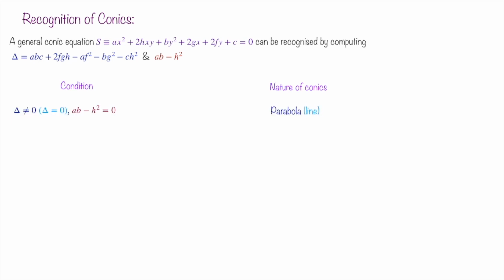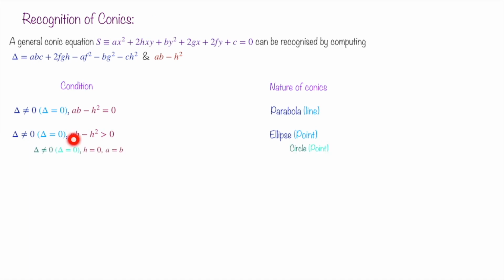When delta is non-zero and ab minus h square equal to 0, you get a parabola. But when delta equal to 0 and ab minus h square equal to 0, you get a degenerate case of parabola, that is a straight line. When delta is non-zero and ab minus h square is positive, you get an ellipse. But when delta equal to 0 and ab minus h square is positive, you get a degenerate case of ellipse, that is a point.